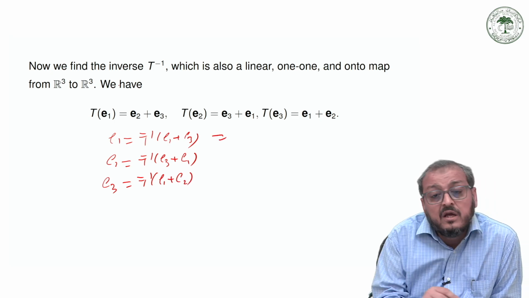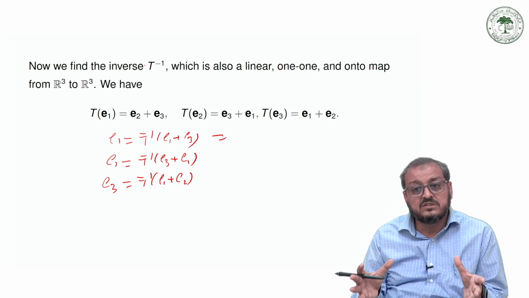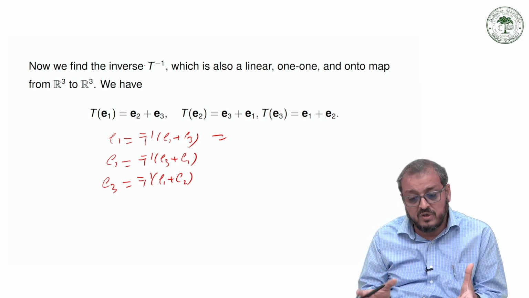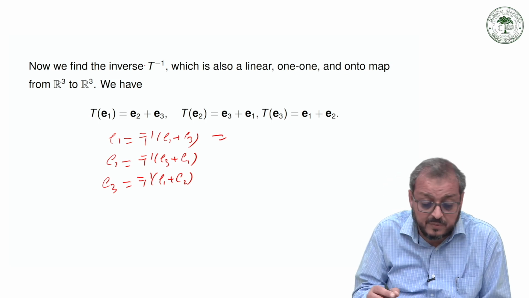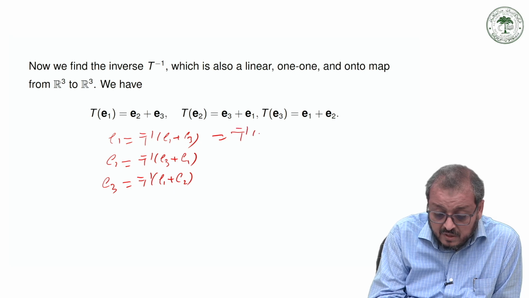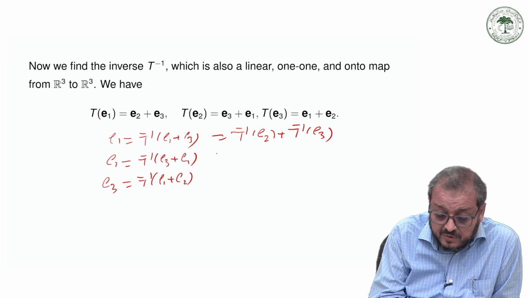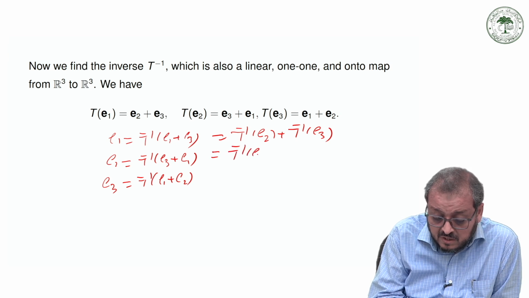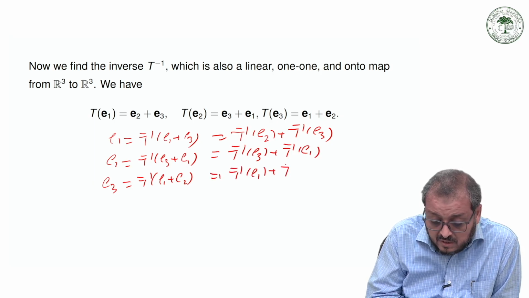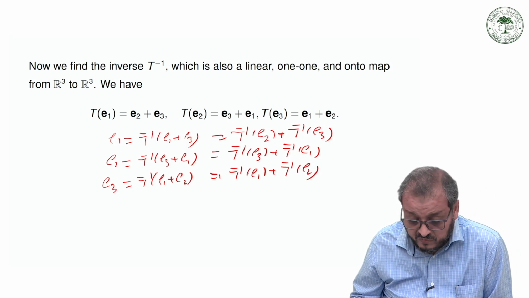Now we already showed that T is bijective and non-singular, so the inverse exists, which means T inverse is also a linear map. So we can say T inverse of E2 plus T inverse of E3 equals E1, T inverse of E3 plus T inverse of E1 equals E2, and T inverse of E1 plus T inverse of E2 equals E3. So we have to find the values of T inverse E1, T inverse E2, T inverse E3.